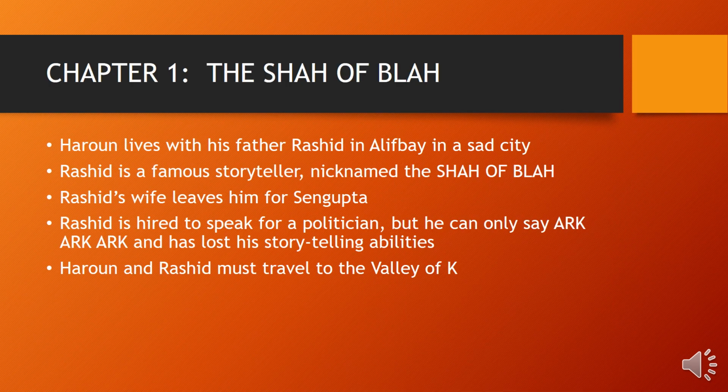Okay, just to go over the first couple chapters. In the first chapter, Haroun lives with his father and mother in Alifbay, which is called the Sad City, where people are always crying because they're so sad. But Rashid is a famous storyteller, and he makes the city a little less sad with his stories. His wife leaves him for Sengupta. Rashid is hired to speak for a politician, but he can only say one word, arc. He just says arc, arc, arc. Why he says arc, I don't know. It seems strange, but that's all he can say.